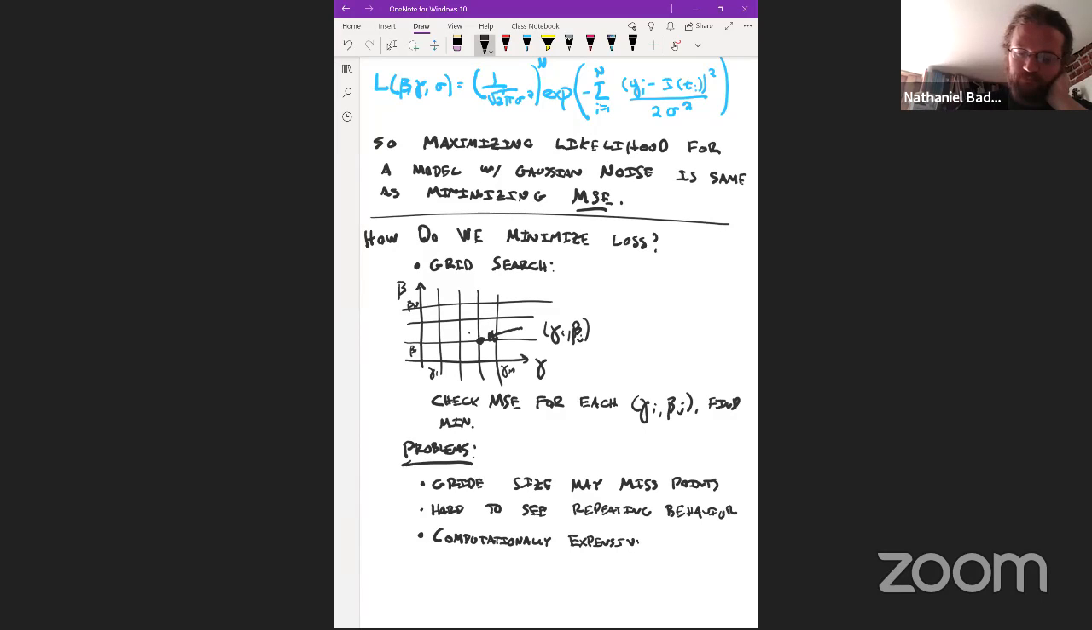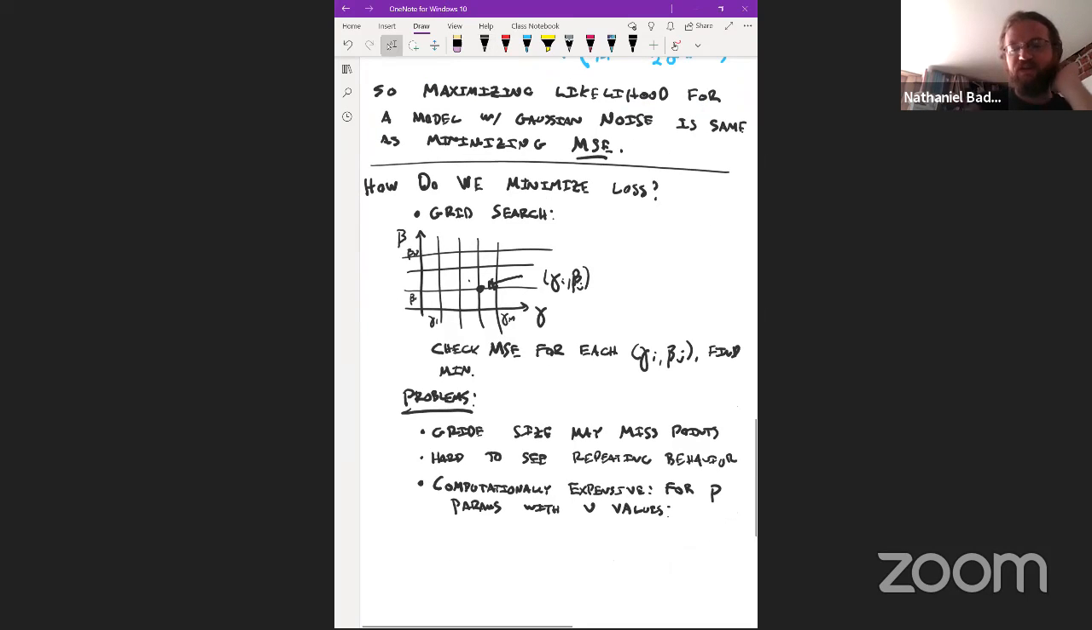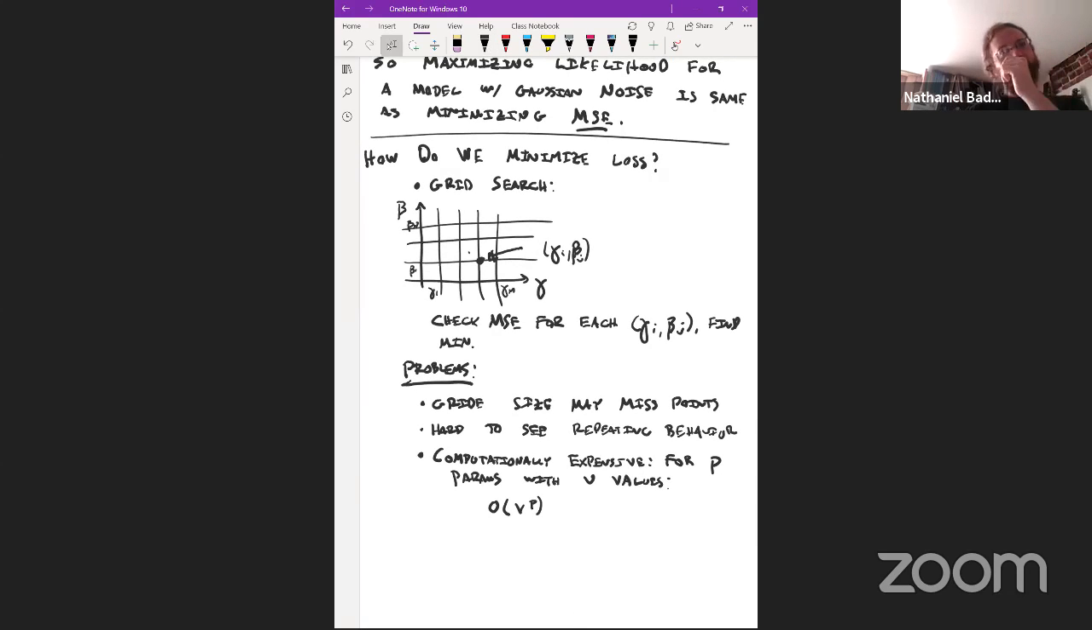In particular, if you have p parameters with B values each, what's the size of this going to be? Or if you had V1, V2, V3, whatever, you could do this as well. It's going to be O of V to the P. So it's just really computationally expensive. And furthermore, most of those values may be in completely uninteresting regions of space.